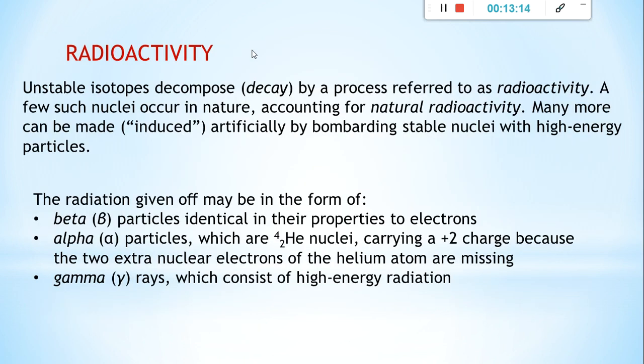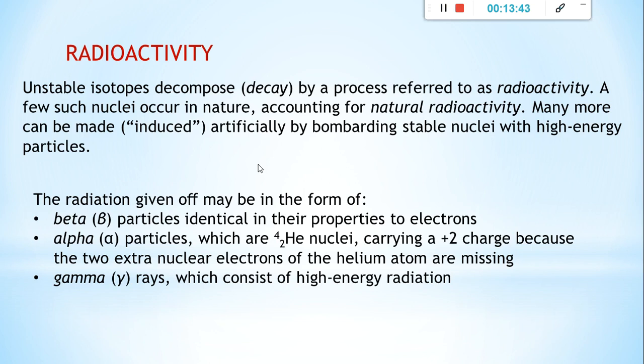Okay, so we will now move forward to radioactivity. Unstable isotopes decompose or decay by a process referred to as radioactivity. A few such nuclei occur in nature, accounting for natural radioactivity. Many more can be made or induced artificially by bombarding stable nuclei with high energy particles.